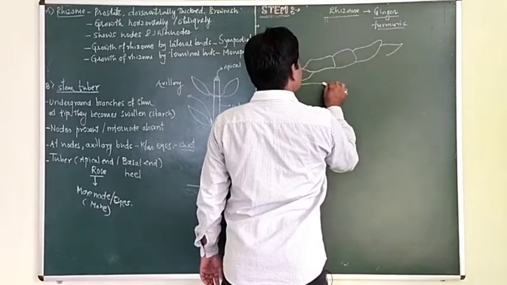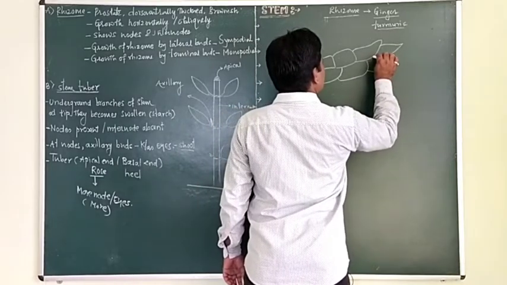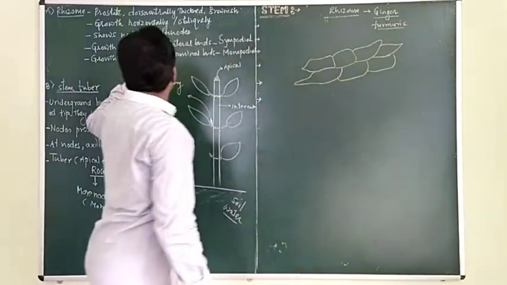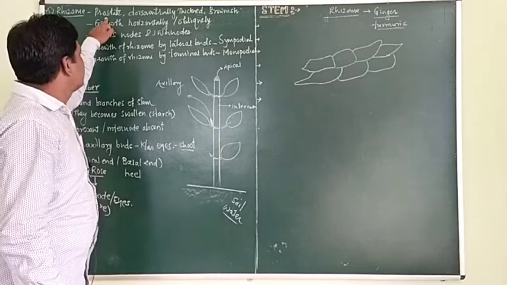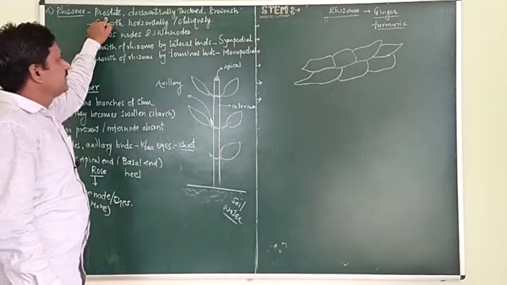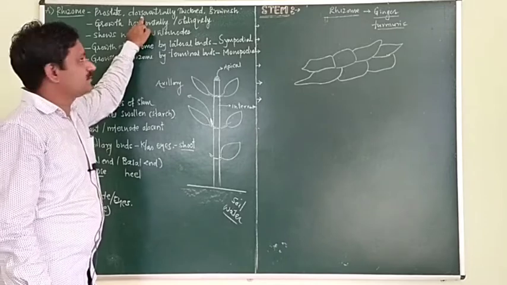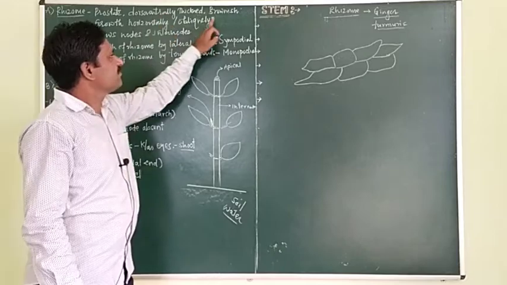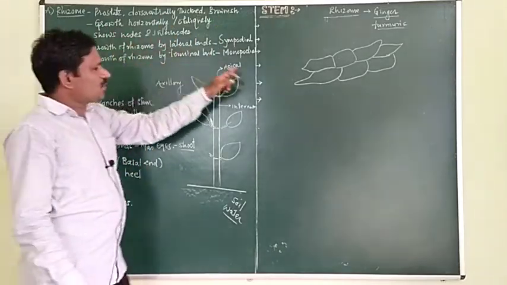This shows nodes and internodes. Suppose these are the branches. Now this rhizome is prostrate, meaning it is spreading. It is dorso-ventrally thickened, meaning it is thick on the dorsal and ventral sides, and brownish in color.